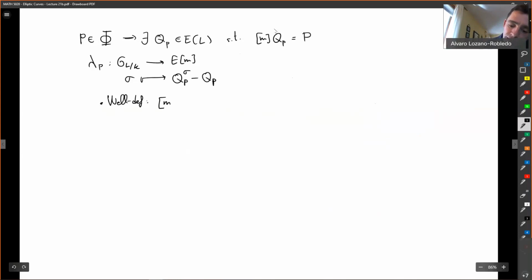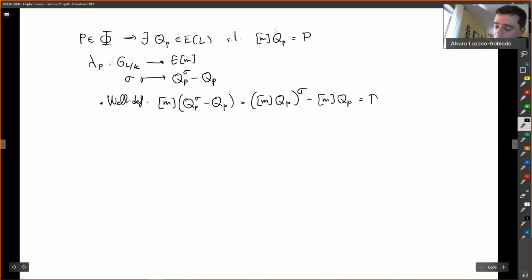So what happens if I do M times (Q_P sigma minus Q_P)? The multiplication by M is defined over the base field K. So a Galois automorphism that fixes K will commute with multiplication by M. So this is multiplication by M on Q_P, all acted on by sigma, minus M times Q_P. And those are both P. So this is P sigma minus P, but P is defined over K. So this is O.